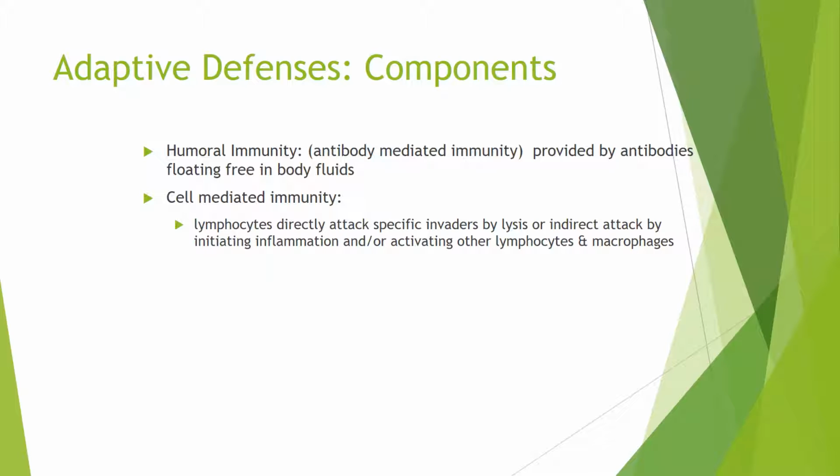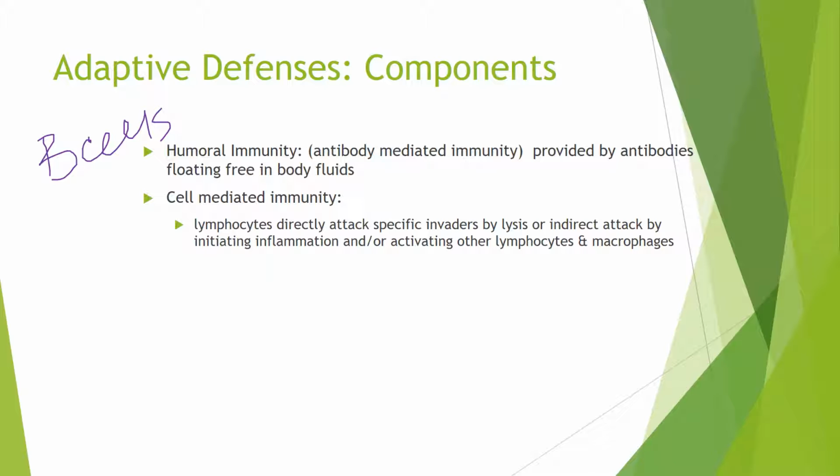We have two different types of immunity with adaptive defenses. The first one is humoral immunity, and this has to do with our B cells. So let me write that down. And this is where we have a wide diversity of targets, where antibodies are going to be free floating in the body and will be continuously created.